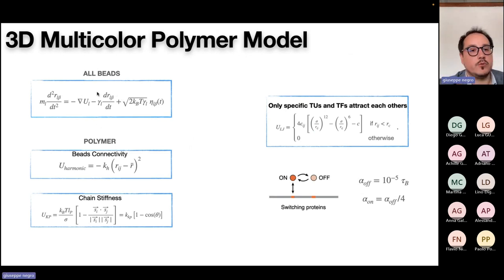All beads evolve according to a Langevin equation, and the bead connectivity is ensured by a harmonic potential, while the stiffness of the polymer is controlled by a bending potential. The important feature is that we have repulsion between transcription factors of the same color and between transcription factors of different colors. And you have attraction only between transcription units and transcription factors of the same color. Another ingredient of the model is that the proteins can switch between an on and off state. So they cannot always transcribe when they are bound to a gene. This is quite important to obtain microphase separation, otherwise you would obtain a macrophase separation, so the final configuration would have been just a complete phase separation.